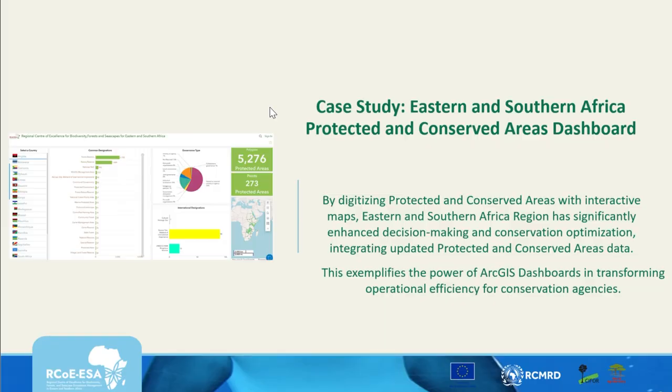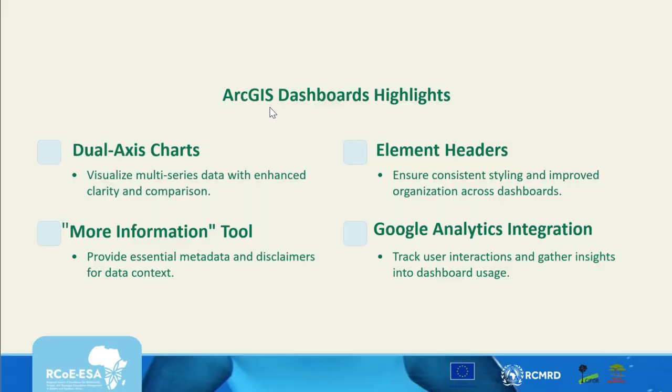So for a case study, you can check on our RCOE GeoPortal. We have a case study of the Eastern and Southern Africa Protected and Conserved Area dashboard, which makes the decision-making process easier, or even better, for the conservation agencies. And we have ArcGIS dashboard highlights.